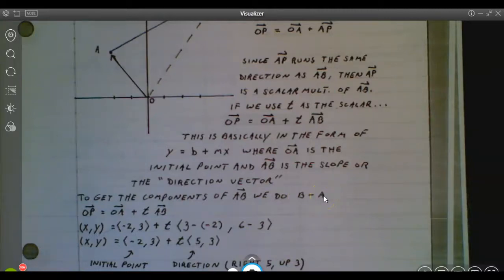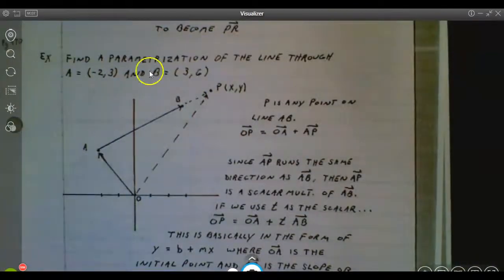And as you see vectors in physics, maybe some of you guys already have, that's kind of a big statement that we use quite a bit to identify the components of a vector: terminal minus initial. So if I look at vector AB, this one right here, if I want to get the components of this guy, in other words, how far did it go to the right and how far did it go up?